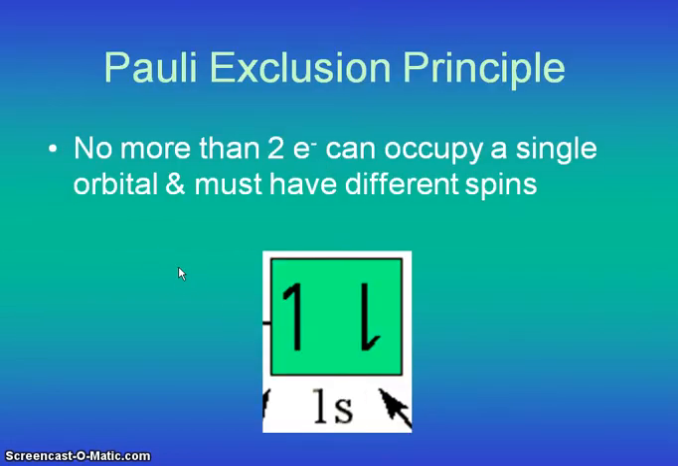One of the principles that you'll need to know is called the Pauli exclusion principle, which tells us that no more than 2 electrons can occupy a single orbital, and then they must have different spins. That's where that plus half and minus half goes for. And that's what we represent by these little arrows here. This is one electron and this is the other electron.